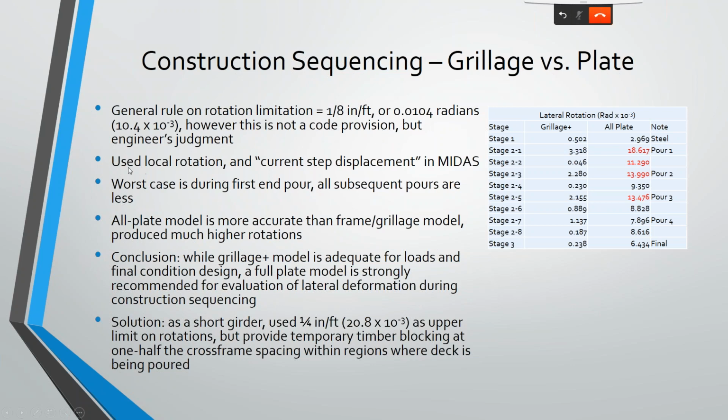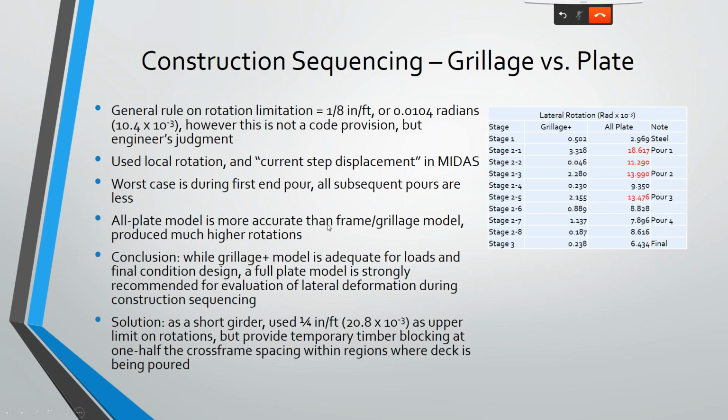So we looked into this, and I guess this is just more of a note for your output. Use the local rotation. So again, you need that local axis defined, and then current step displacement is the current step of that pour. The other way, if you don't check this on, is that it's going to try to do the overall total plate displacement, which is a sum of multiple steps, and that's not really what you're looking for. You're looking for what's happening during that pour. The worst case is during the first end pour. Once we have those ends nailed down, the subsequent pours are better.